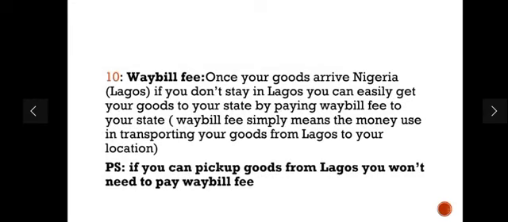So number 10 is your waybill fee. Once your goods arrive in Nigeria, which is usually at Lagos port, if you don't stay in Lagos, you can easily get your goods to your state by paying the waybill fee, in which they deliver the goods to your state. So waybill fee simply means the money you use in transporting your goods from Lagos to your location. Your shipping agent or your buying agent in Nigeria can help you deliver all these things. All you have to do is negotiate a favourable price and then make payment.